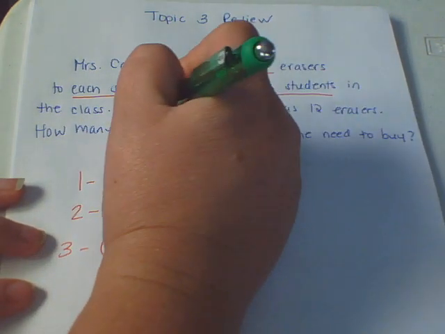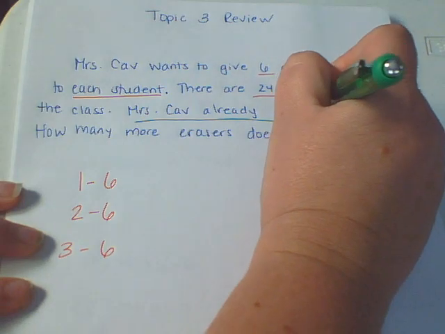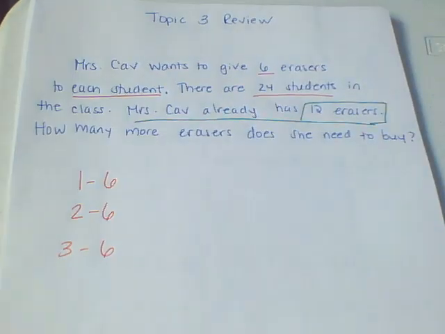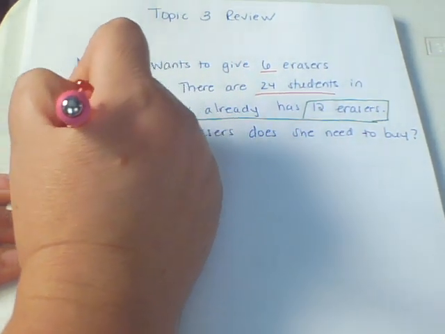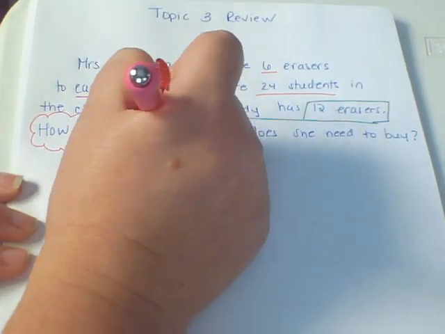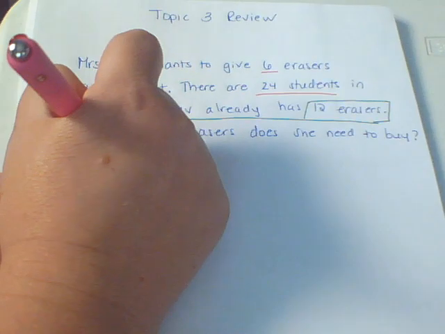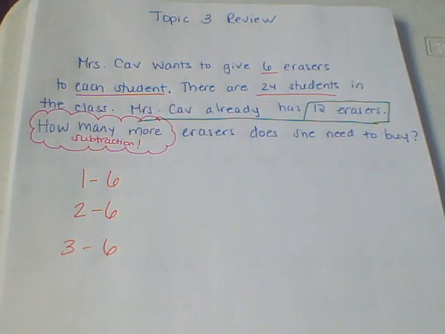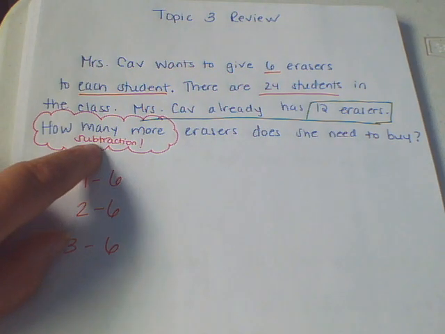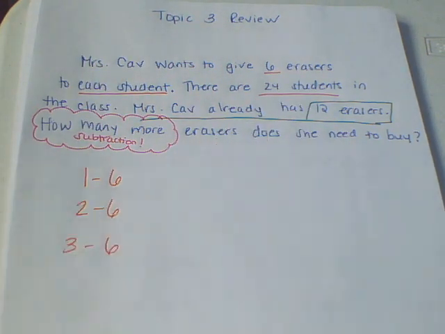It says Mrs. Cav already has 12 erasers. Well, I already have 12. So that's going to be 12 fewer erasers that I'm going to have to buy. Okay? It says, how many more erasers does she need to buy? How many more is always subtraction. Always. So anytime you see how many more, it's always subtraction. But this is a 2-part problem.